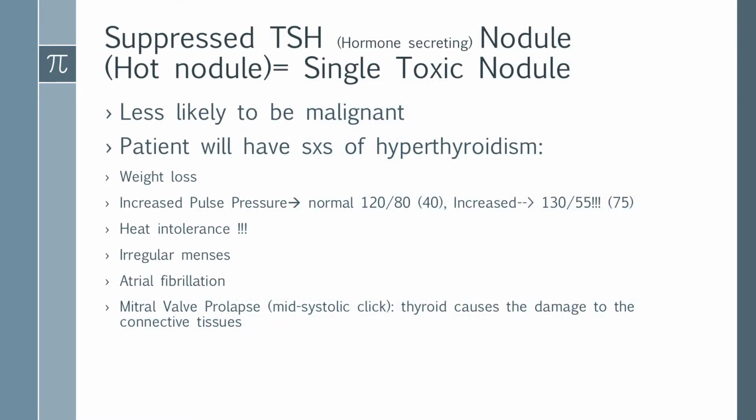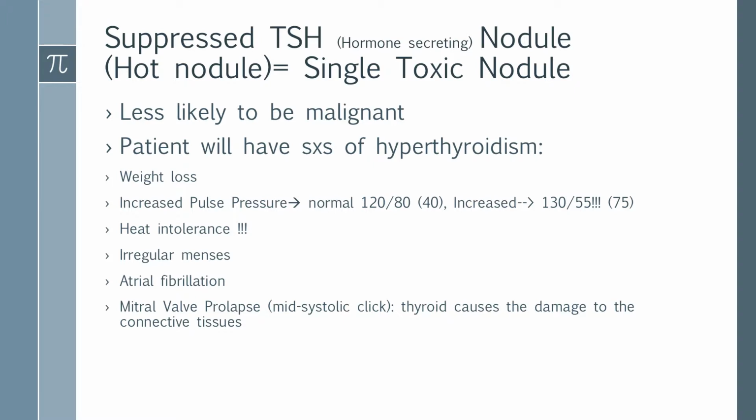So if you have a suppressed TSH, that means it's hormone secreting, right? That nodule is called the hot nodule. Another name, if it's single, it's called a single toxic nodule, right? It's toxic, it's secreting a lot of thyroid hormone. Good thing about it is that if you have a hot nodule, it's less likely to be malignant. And the patient will have symptoms of hyperthyroidism. So what are some of the symptoms?